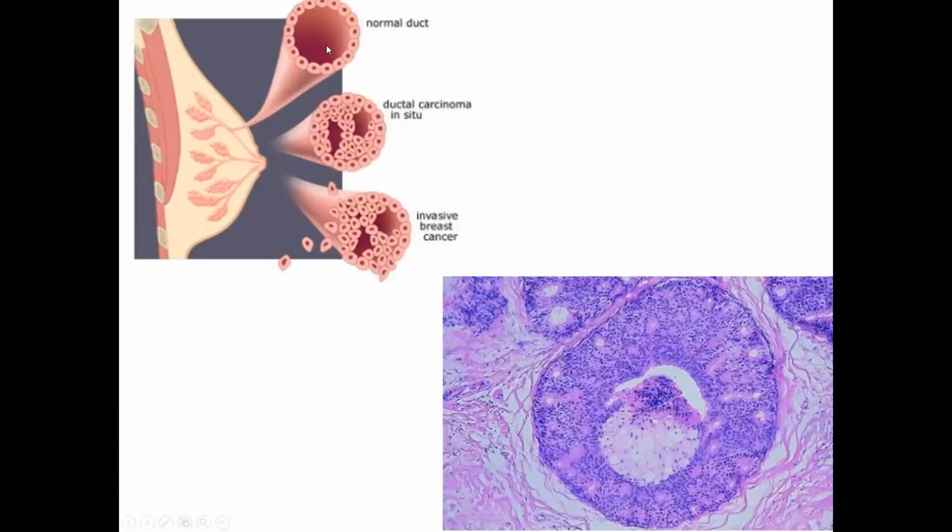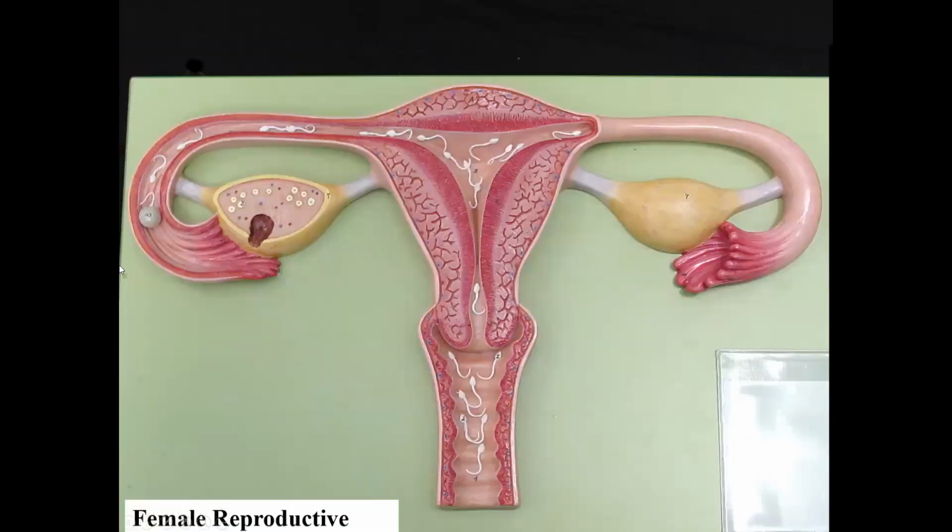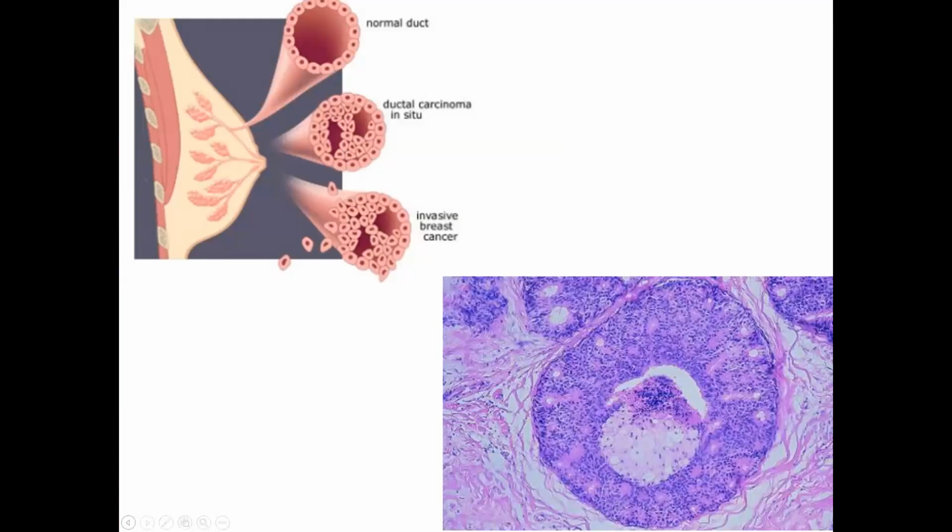Okay. Here we see a lactiferous duct, a normal duct. There is a duct with cancer cells growing inside of it. And this is what we refer to as invasive breast cancer, where the cancer cells have started to metastasize and spread out. Yeah, and this is what it looks like. This is a duct, and this is a cancer cell. Cancer is growing inside the duct.